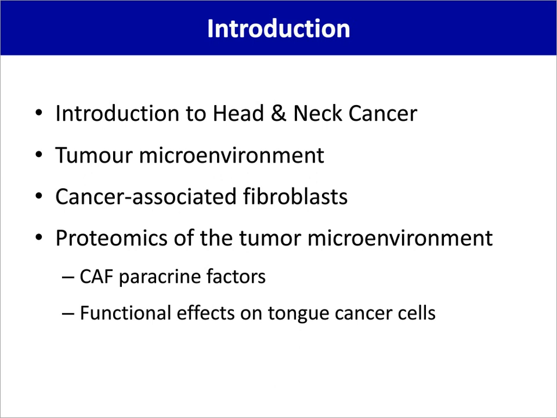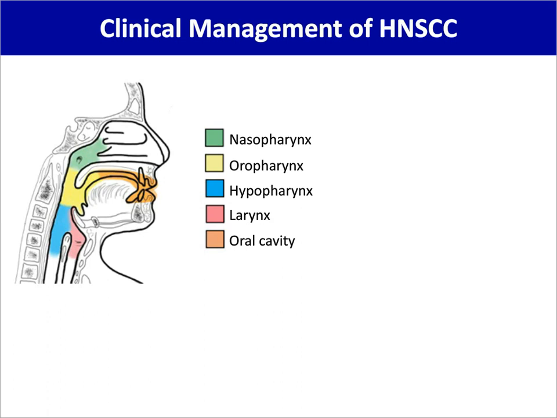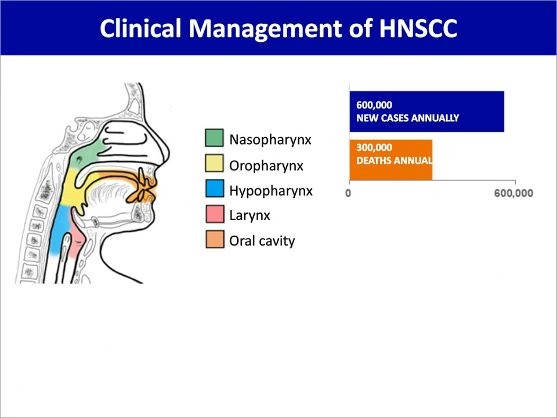So head and neck cancers are a group of cancers of the oral cavity or the upper aerodigestive tract, as indicated here in this cartoon in different colors. And while these cancers are molecularly different, likely suggesting they're different types of diseases, collectively, there are about 600,000 new cases of head and neck cancers worldwide. About 300,000 of these patients die of this disease annually worldwide.